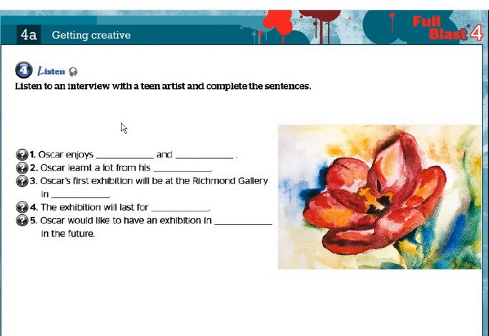Okay, after listening, help me to complete. Oscar enjoys what? Oscar enjoys drawing and painting. Oscar learned a lot from his grandfather. Oscar's first exhibition will be at the Richmond Gallery in March. The exhibition will last for 2 weeks. Oscar would like to have an exhibition in London in the future.